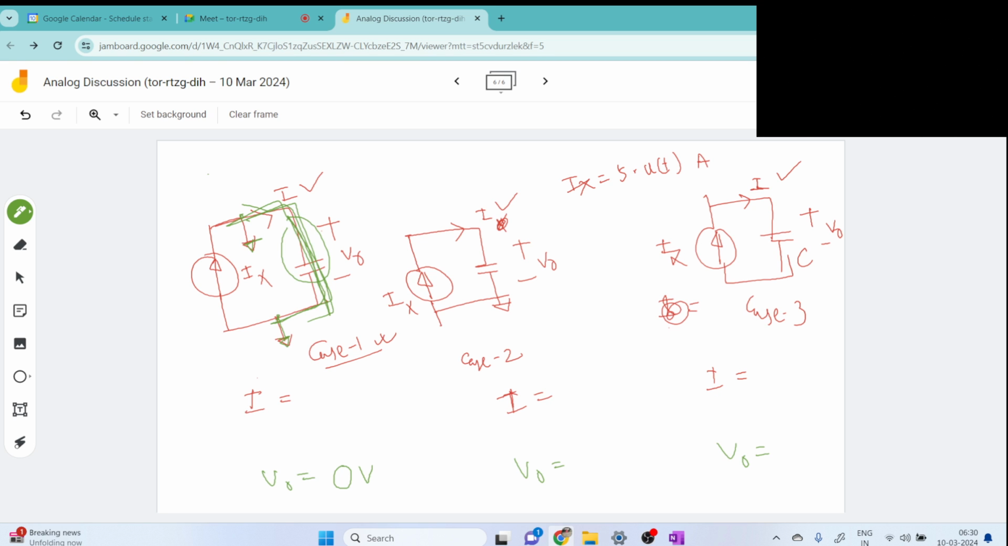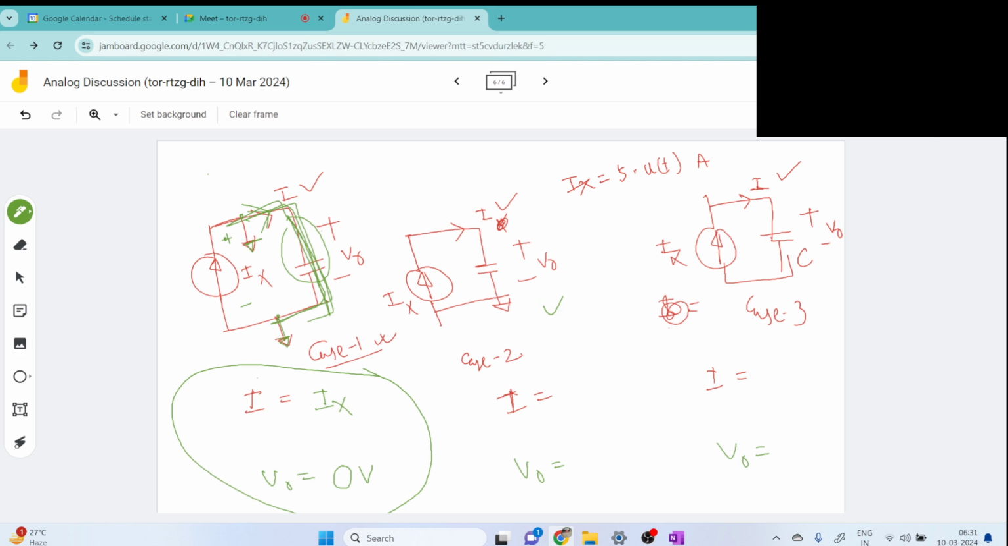The current through a constant current source is the same, and whatever the voltage across it is doesn't matter. So I will be Ix itself. The voltage across it can be infinite, minus infinite, or zero, but the current will be the same as Ix. We learned that at the start of our video. So in the first case, I is Ix. Now second case.